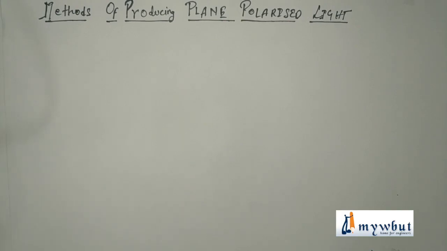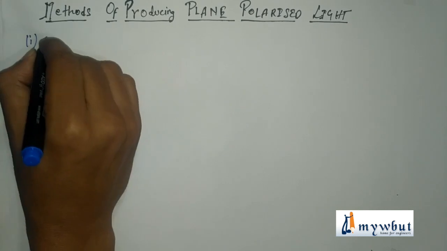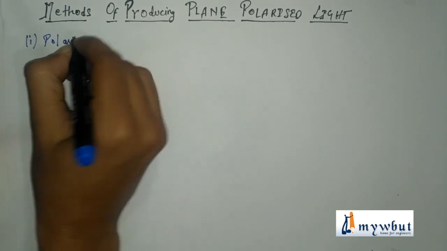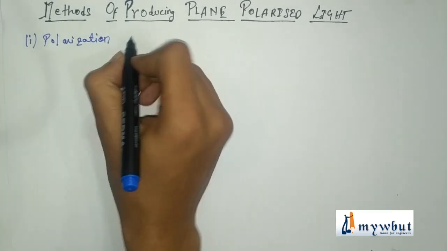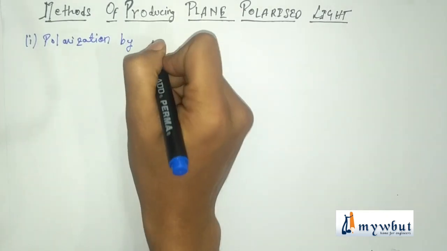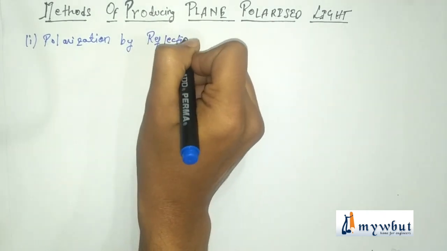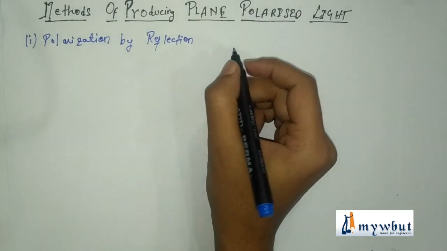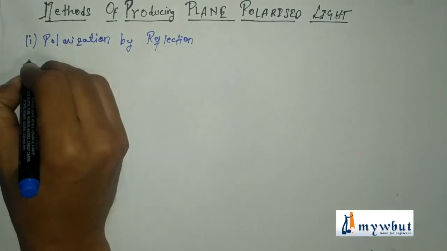As I have told you earlier, we will be starting from methods of producing plane polarized light or plane polarized wave. So what are the methods? Number one, polarization by reflection. This is the first method, in which we will be studying Brewster's law.